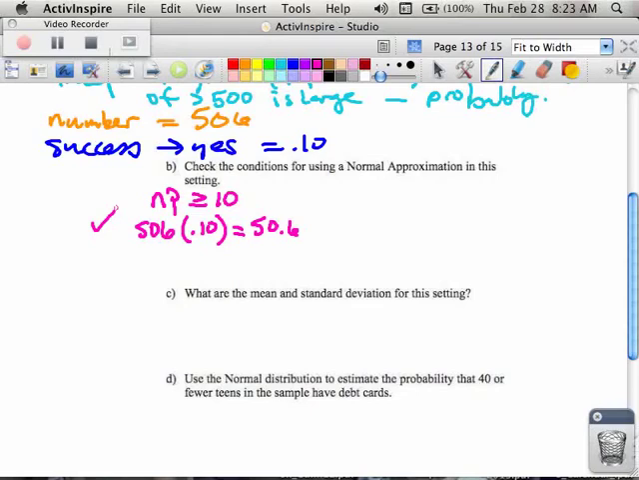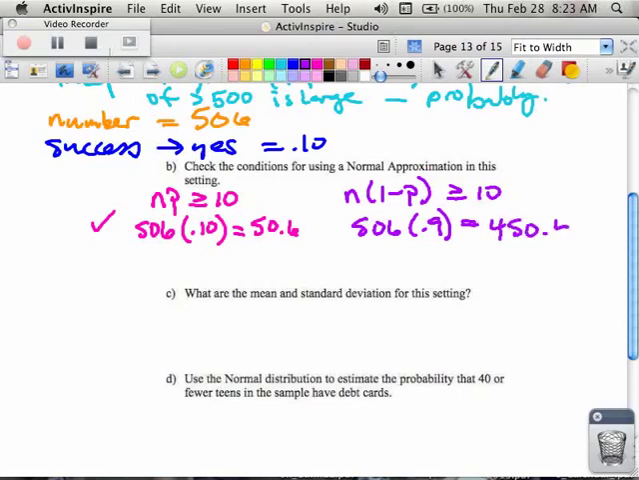What about the other condition of n times 1 minus p? Or in other words, is this greater than or equal to 10? And so I have my 506 times 0.9. And that was equal to 455.4. So yep, this is good.